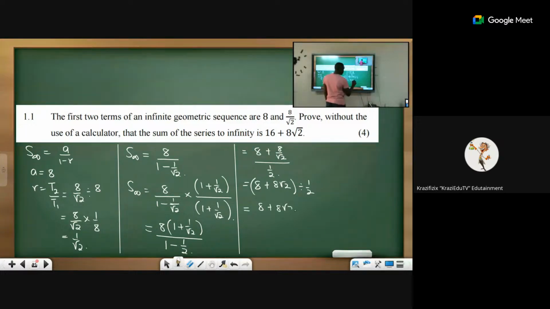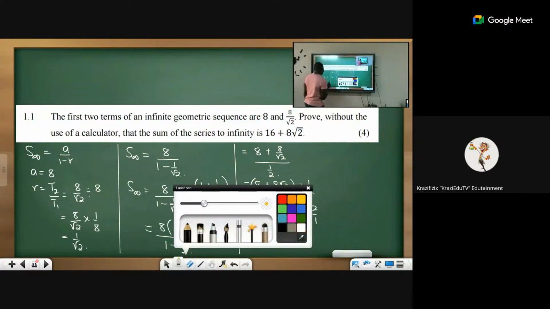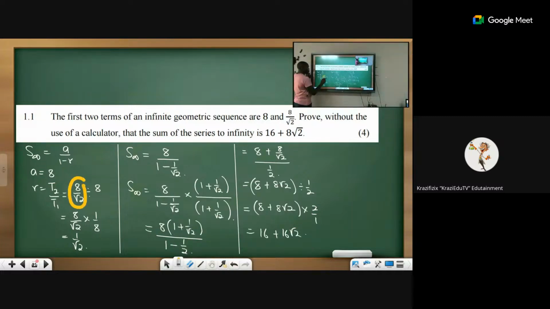Okay, we need to go back and check. This is times 2 over 1. This is giving me 16 plus 16 root 2. Let's check again where we have a possible error. All right, T2 over T1. Let's check for a possible error. T2 over T1, 8 root 2 times 1 over 8. That cancels. That leaves me with 1 over root 2.